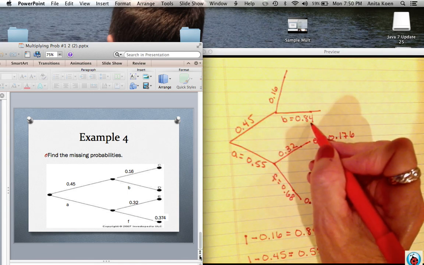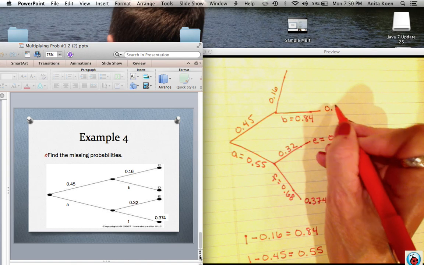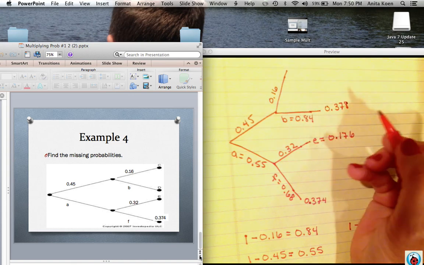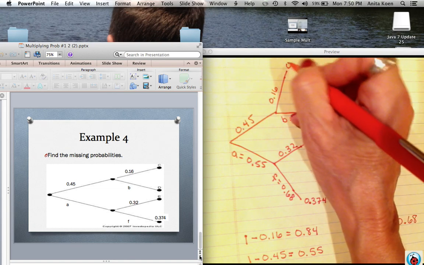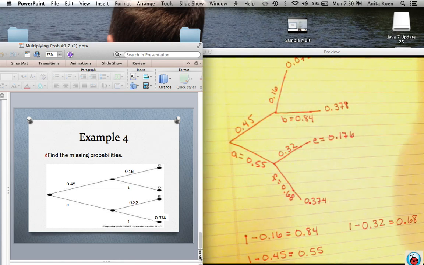0.45 times 0.84 gives me 0.378, and 0.45 times 0.16 gives me 0.072.